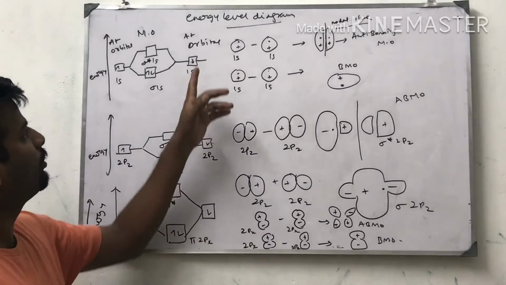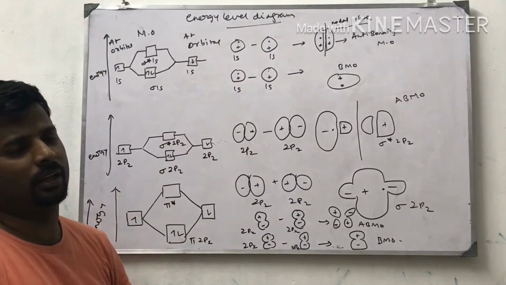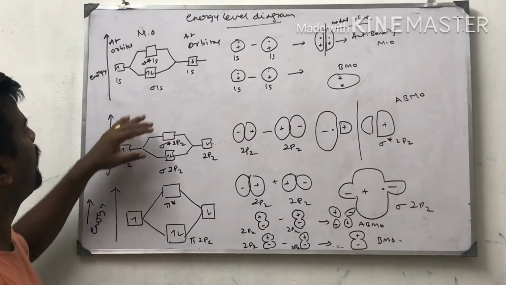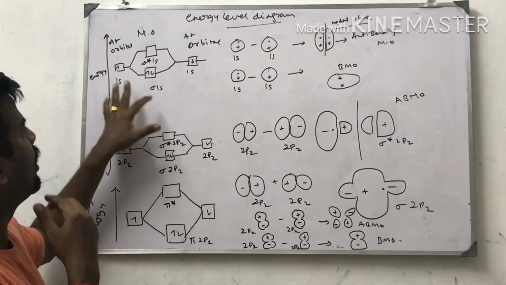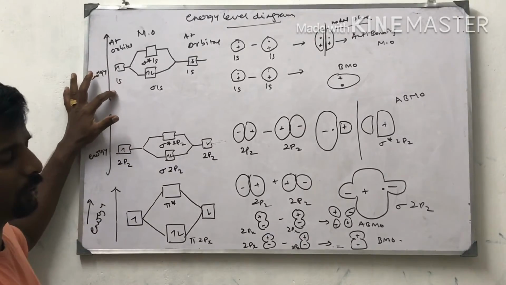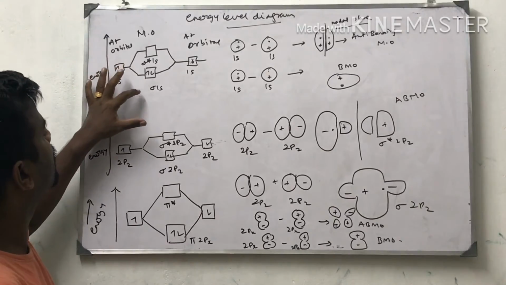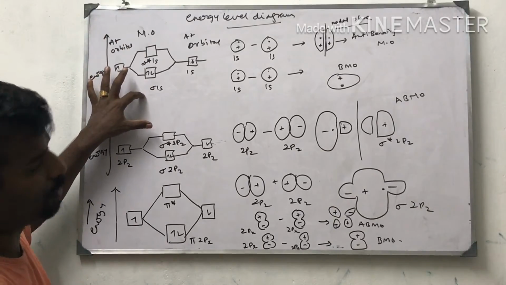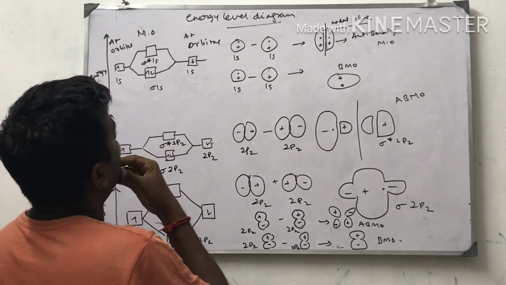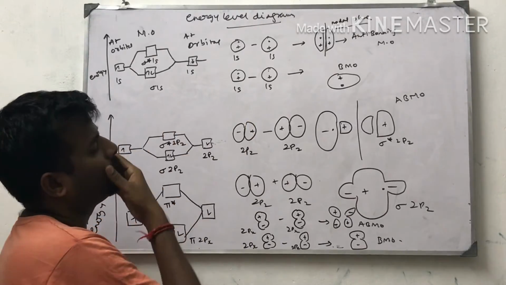Hello students, now I am going to draw the energy level diagram. Energy level diagram for hydrogen. Let us take atomic orbital 1s1, another hydrogen 1s1. So the molecular orbital is 1s2, hydrogen molecule formation.